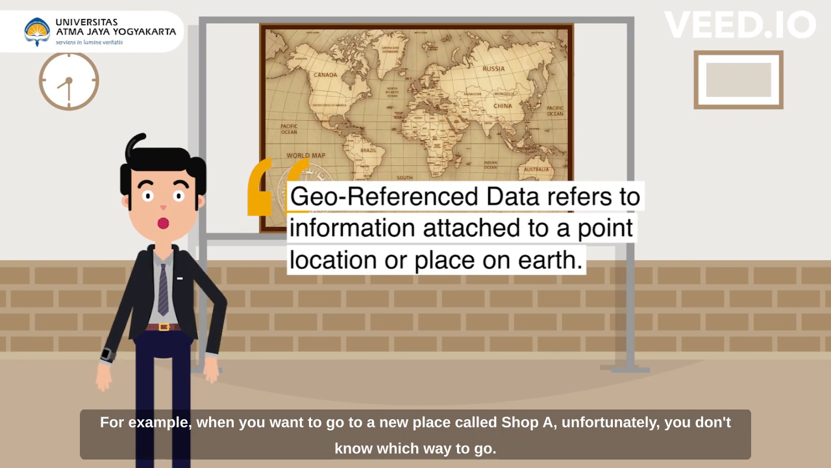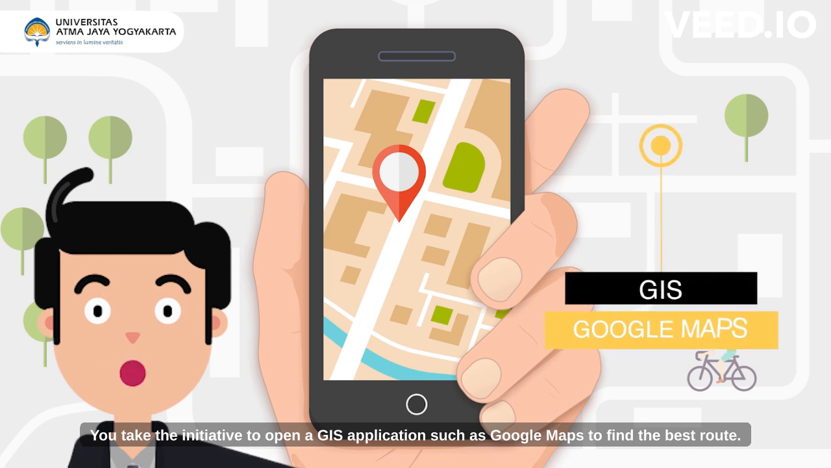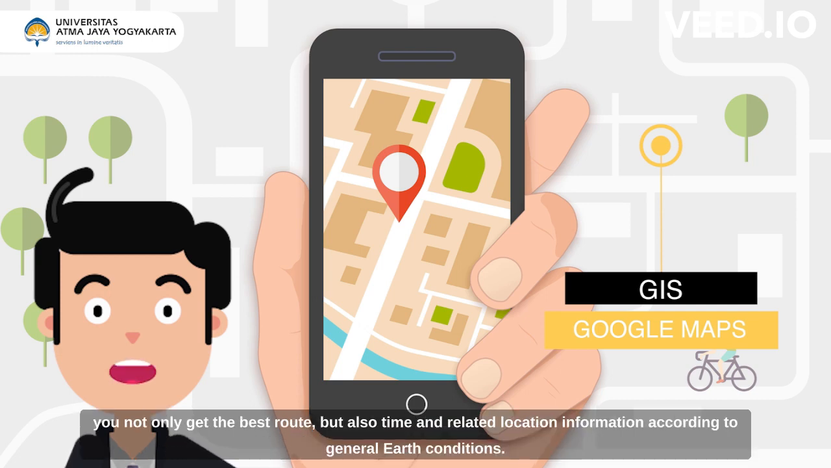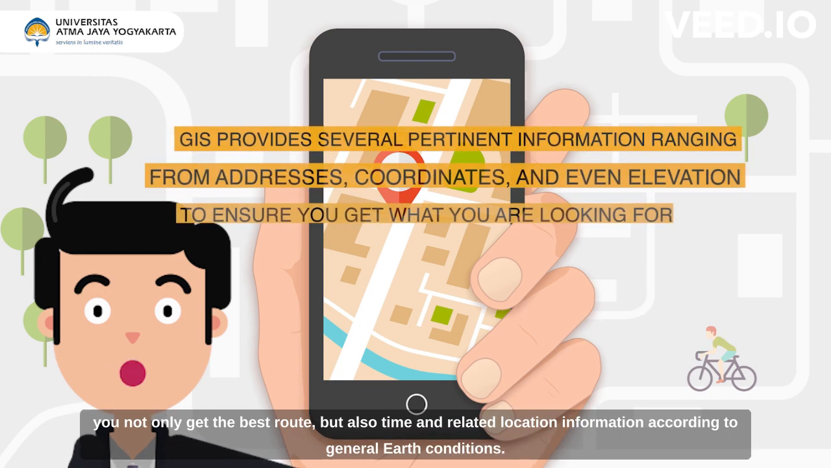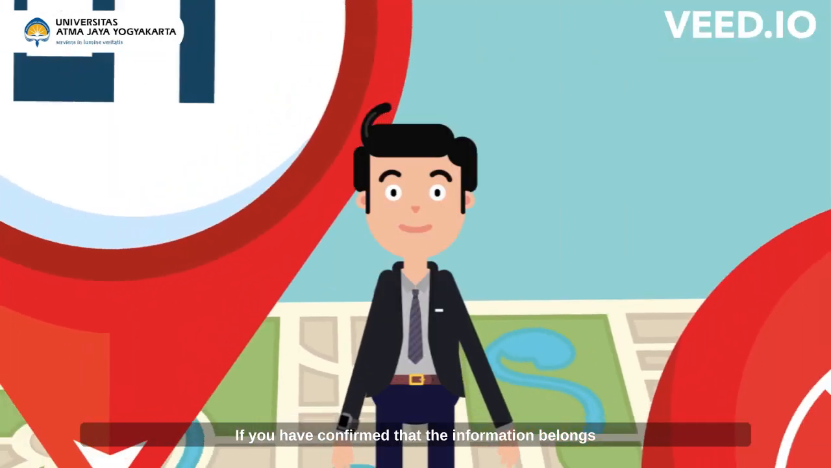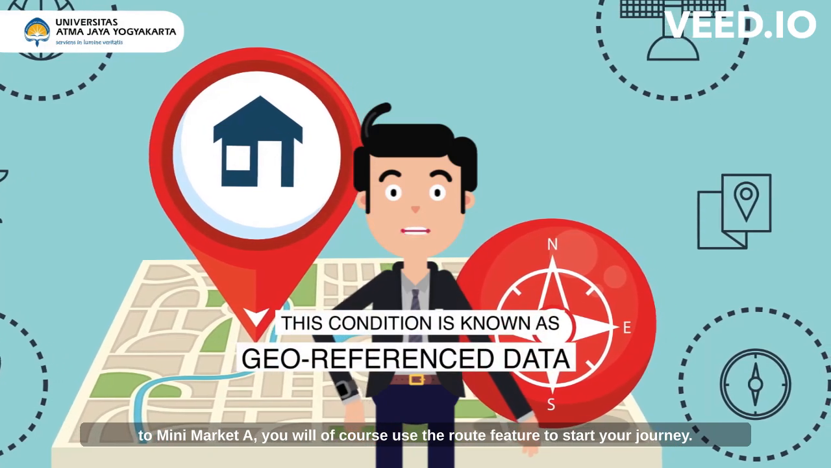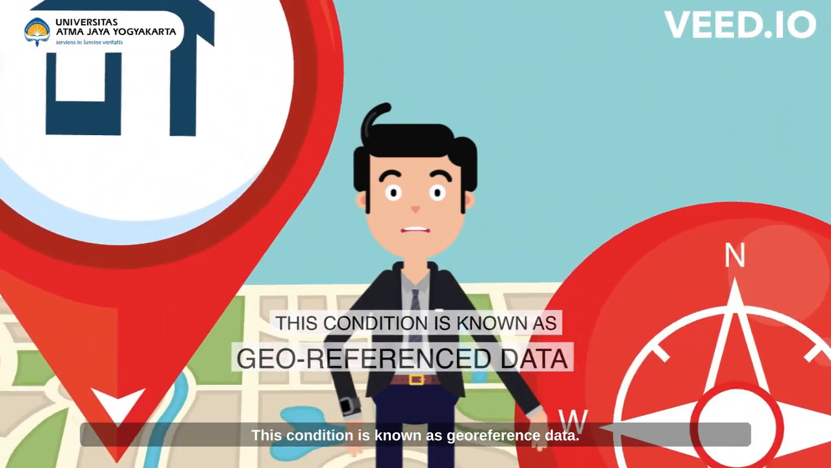For example, when you want to go to a new place called Chape, unfortunately, you don't know which way to go. You take the initiative to open a GIS application such as Google Maps to find the best route. When you find a place claimed to be called Mini Market A, you not only get the best route but also time and related location information according to general Earth conditions. GIS provides several pertinent pieces of information ranging from addresses, coordinates, and even elevation to ensure you get what you are looking for. If you have confirmed that the information belongs to Mini Market A, you will of course use the route feature to start your journey. This condition is known as geo-referenced data.